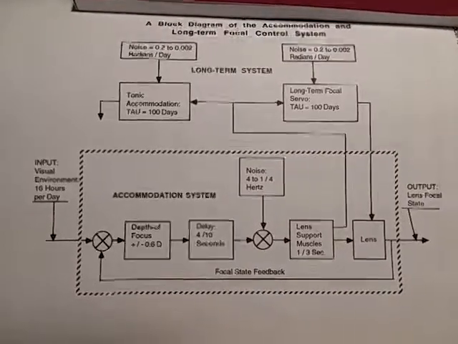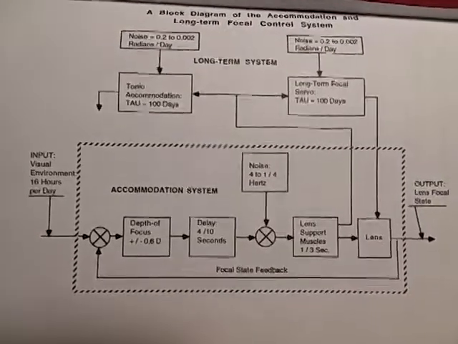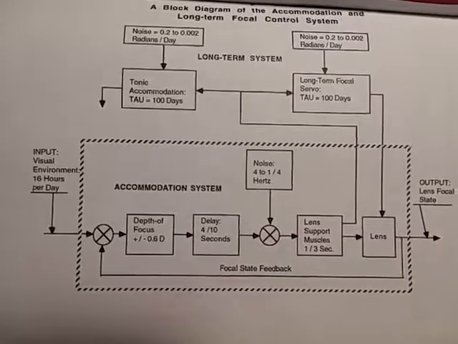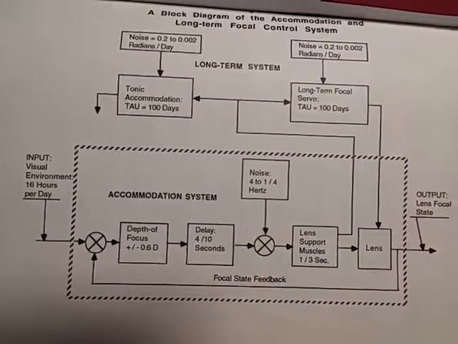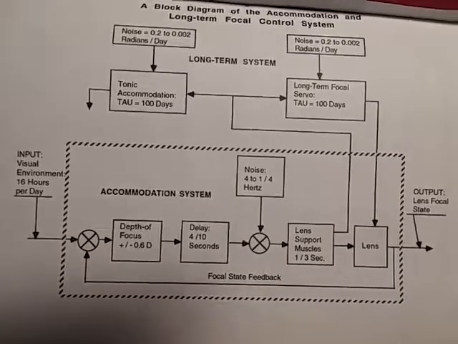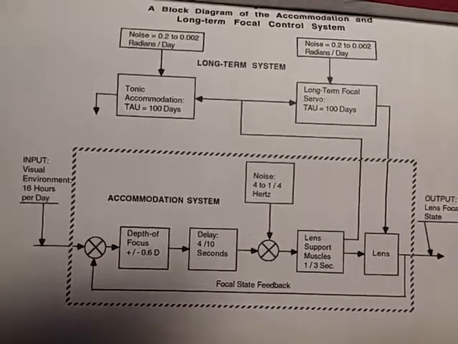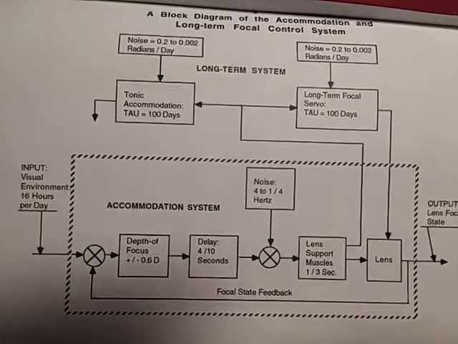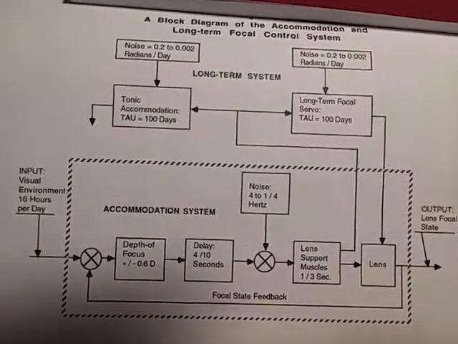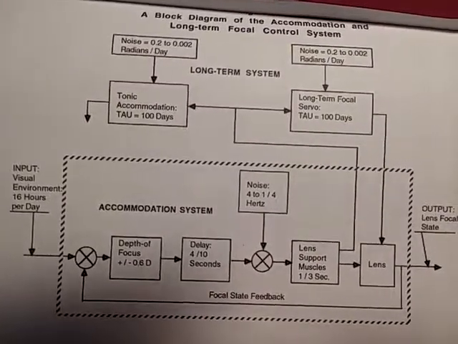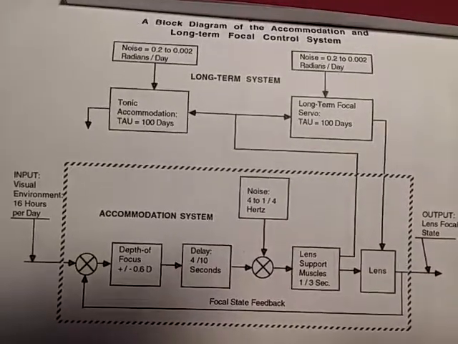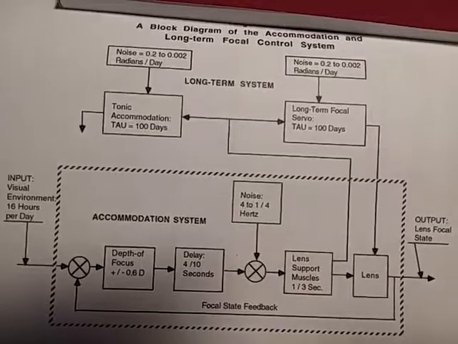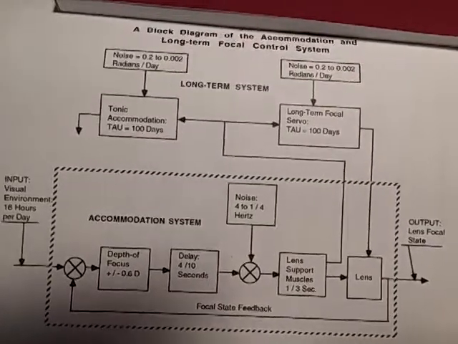Here's the basic concept. The visual environment is input to the accommodation system. The long-term servo system is delivered from the accommodation system. The tonic accommodation signal is obtained from the long-term system. That very briefly is the concept of the eye, or all eyes, as control systems.